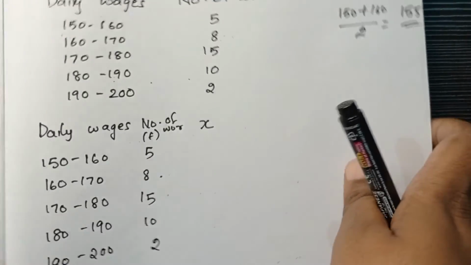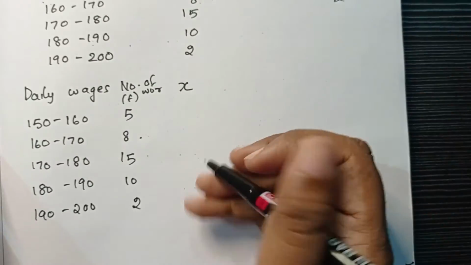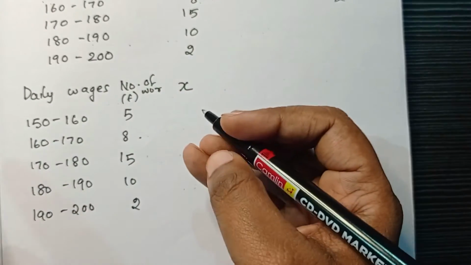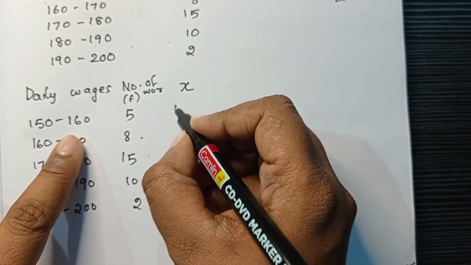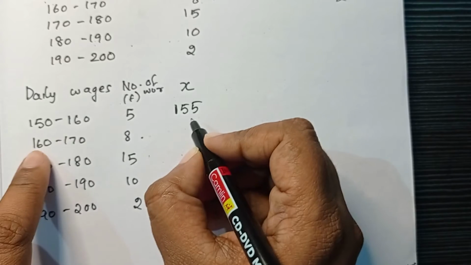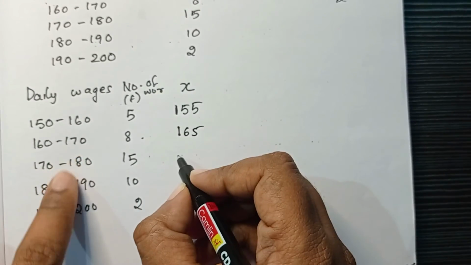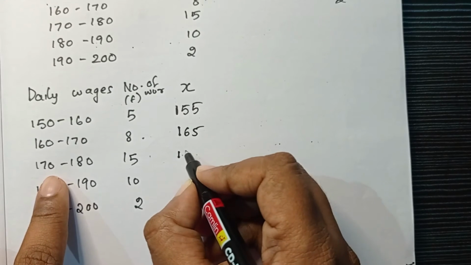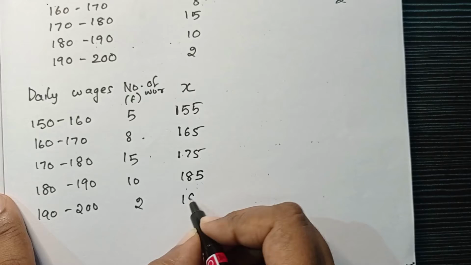I hope it is clear. If it is not clear, please mention it in the description box so that I can solve a related problem in the next videos. So 150 plus 160 divided by 2 is 155. 160 plus 170 divided by 2 is 165. In the same way, this one is 175, 185, and finally 195.